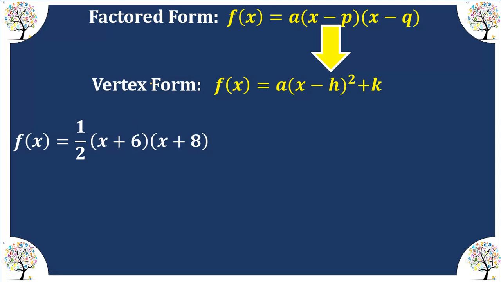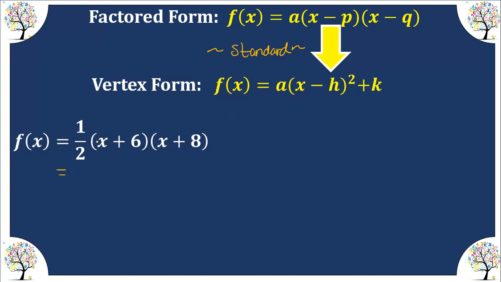Now we're going from factor to vertex. Again, just order of operations. We're going to just multiply these to get it in standard form. Then we have to find the vertex and put it in vertex form. So you can't go directly from factor to vertex. So in between, we must go to standard first. So this one takes just a little bit.